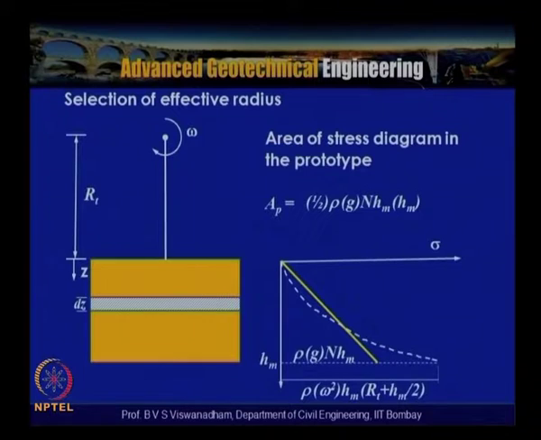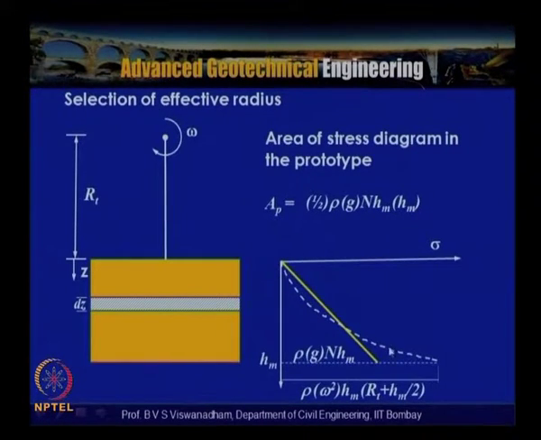So this is what we have. Now at the same point hm, if we find the stress in the prototype, it is nothing but rho into g, the normal gravity. The hm correspondingly in the prototype is n times hm, so rho g into n hm. So the area of the stress diagram in the prototype is half base times height, that is half rho g n hm into hm. This is the area of the stress diagram.